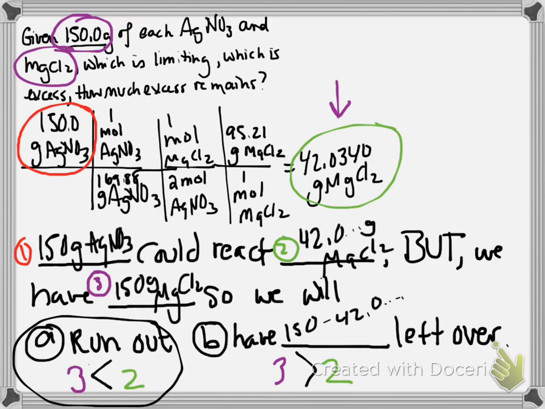How much do we have left over? Okay, so when we subtract our 42 point etc. from the 150, we're left with, the raw answer is 107.9659, etc. We have 4 sig figs, and it's 107.96, so this becomes 108.0 grams of magnesium chloride left over.